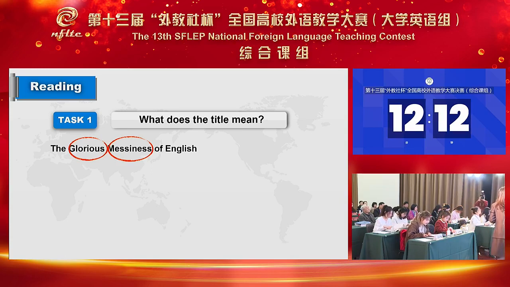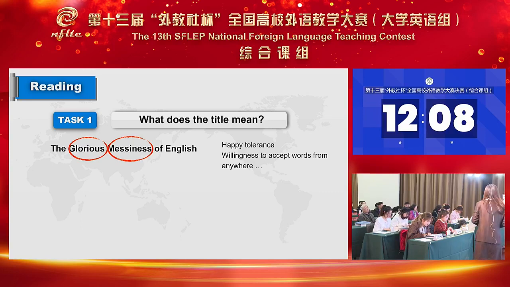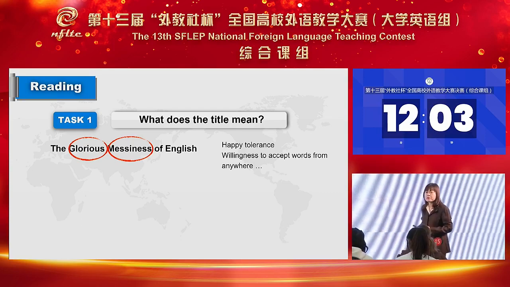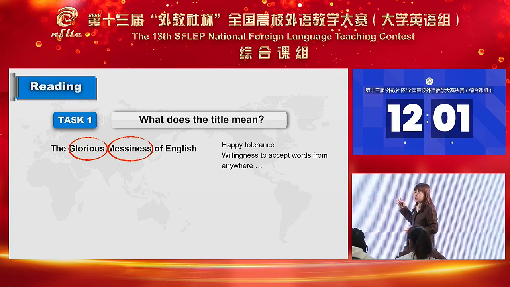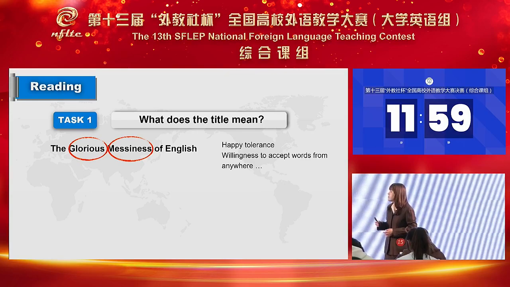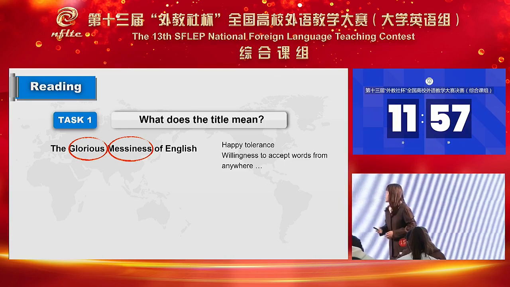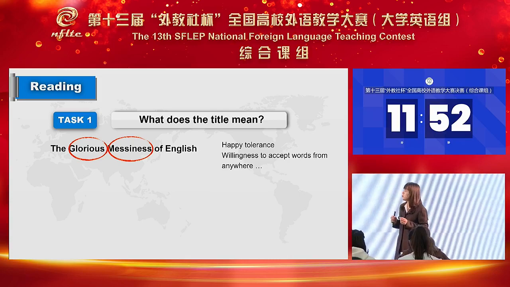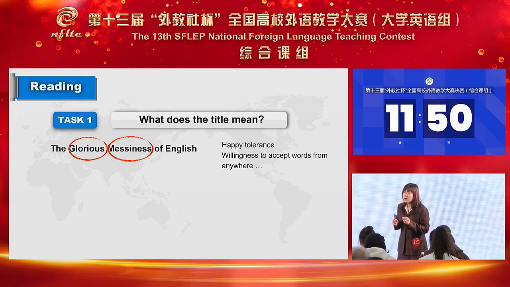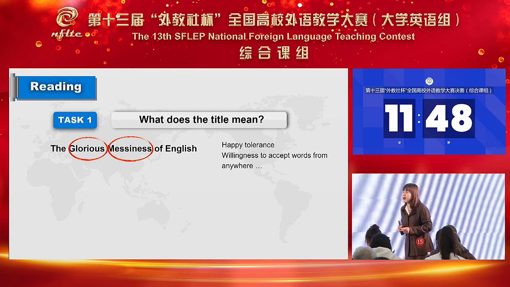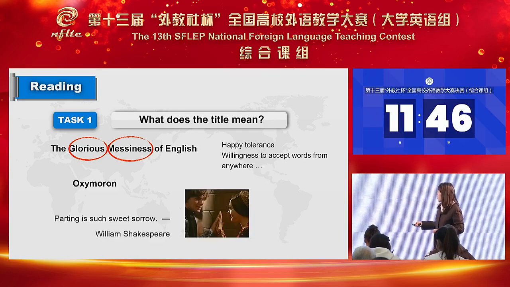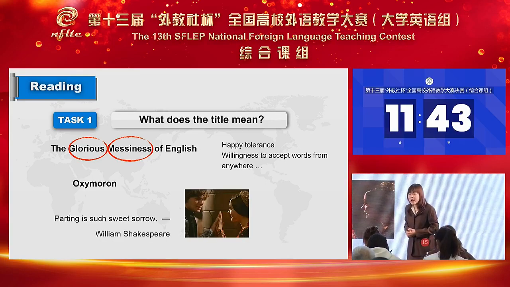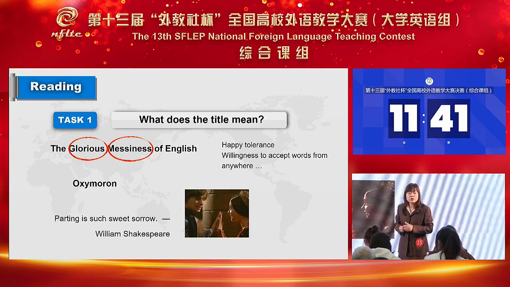In fact, the glorious messiness means the happy tolerance and the willingness to accept words from anywhere. That's the author's point of view. These two qualities make the messy English glorious. Glorious and messiness are two contradictory words. The author used them here because it is a rhetorical device. It's oxymoron. Oxymoron in Chinese, 矛盾修饰法.